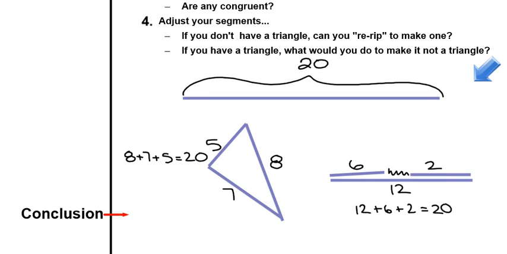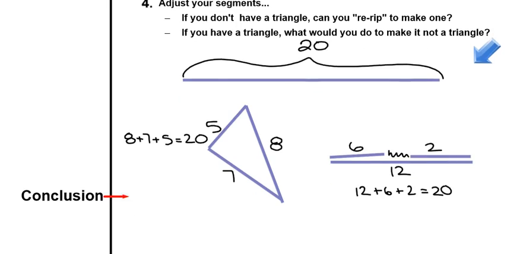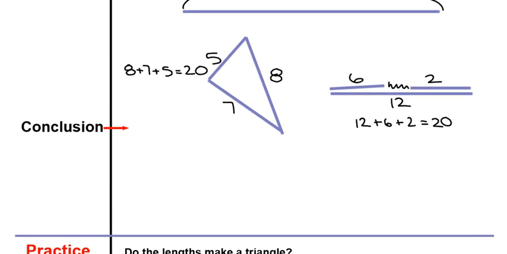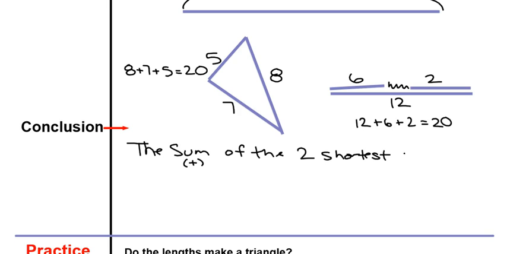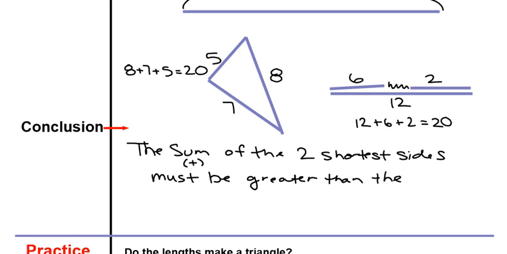So let's write our conclusion for this idea of three numbers making a triangle. What our textbook says is that the sum, and remember sum is just addition, of the two shortest sides must be greater than the longest side.